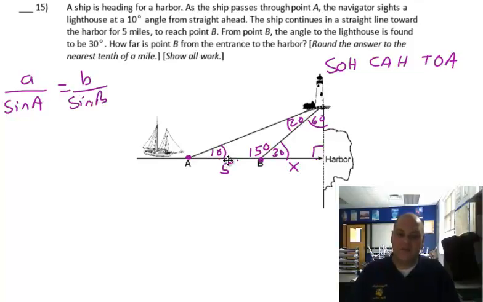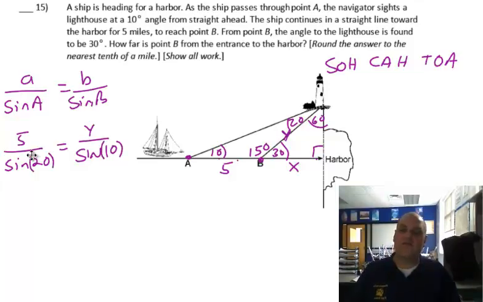All right, so it's going to be 5 over the sine of its opposite angle, which is 20, equals, now we're going to call this Y. We're trying to find that shared side. Always find that shared side. Y, and then its opposite angle is 10. So it's 5 over the sine of 20 equals Y over the sine of 10.